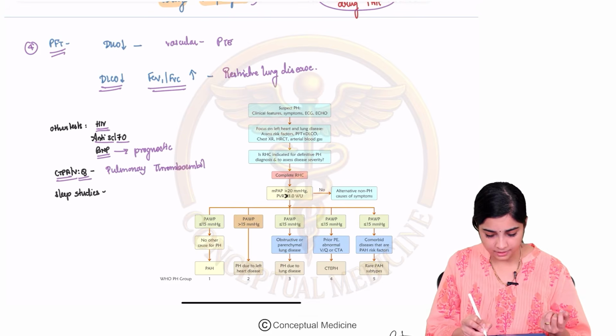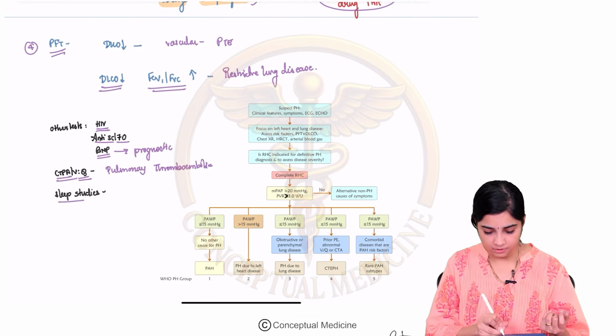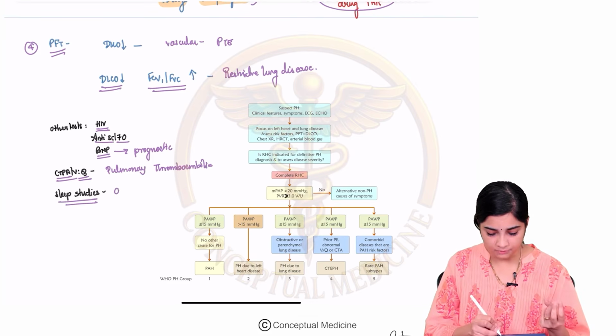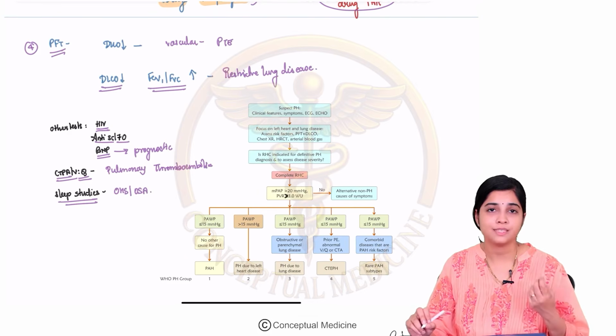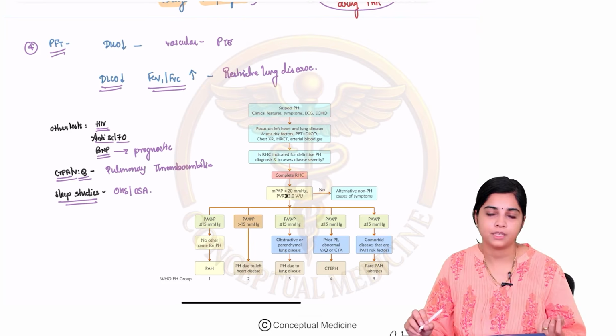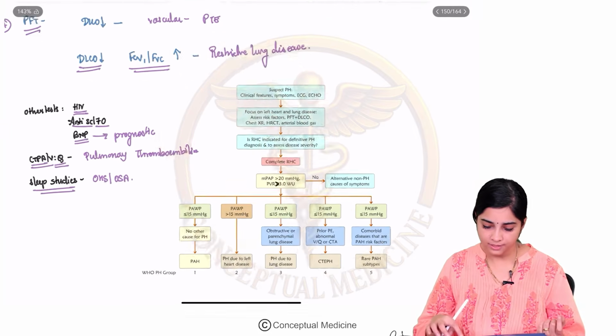Right? So CTPA is used to find out pulmonary thromboembolism, and as an additional study, you can do a sleep study to see if this is because of OHS or OSA related pulmonary hypertension. So these are the other auxiliary tests which we'll use to find out the cause for your pulmonary hypertension, right? So let us look at the flow chart.